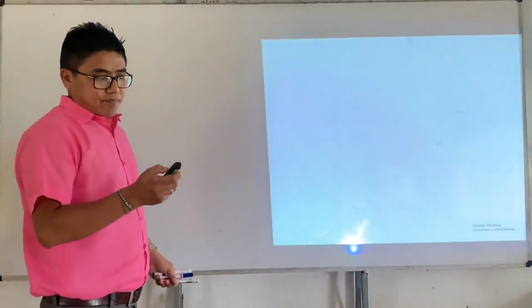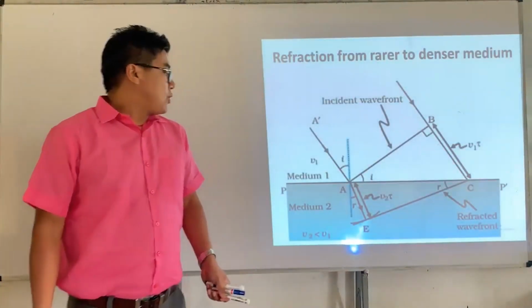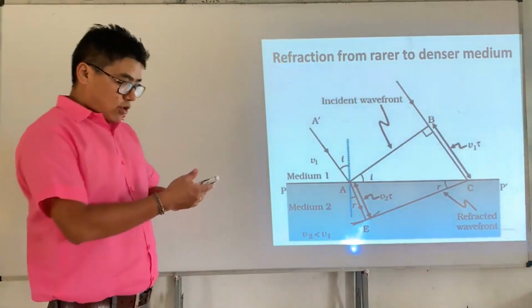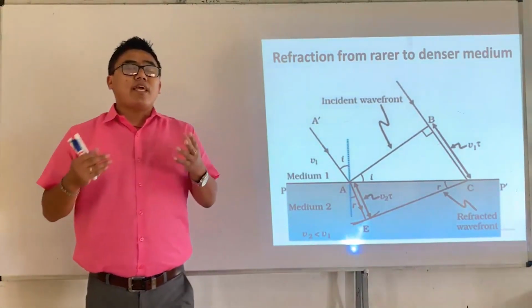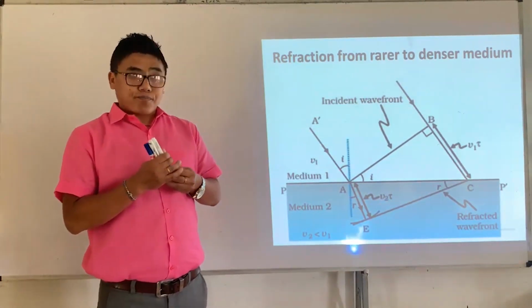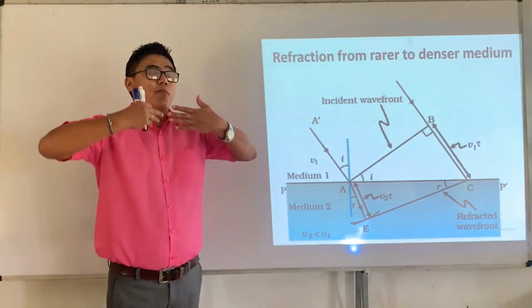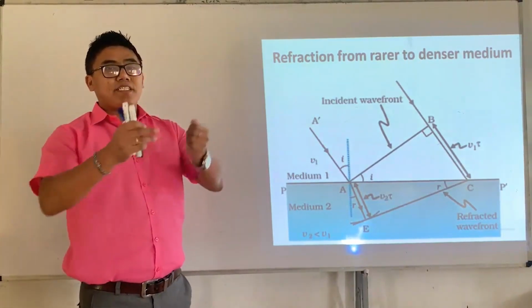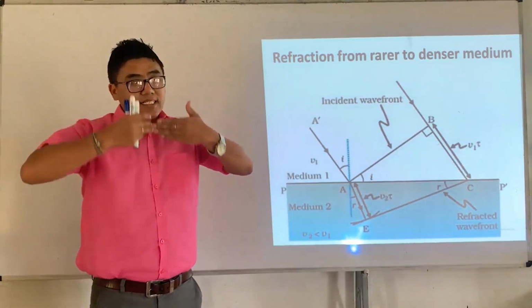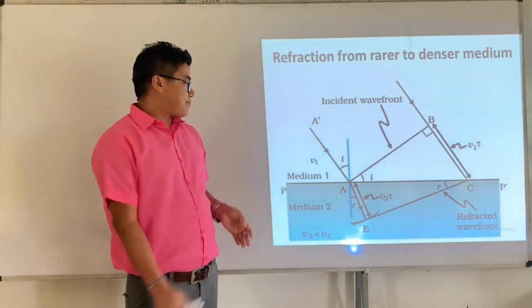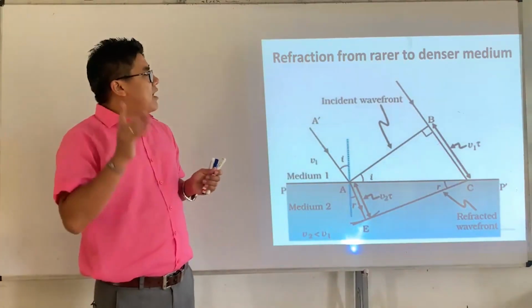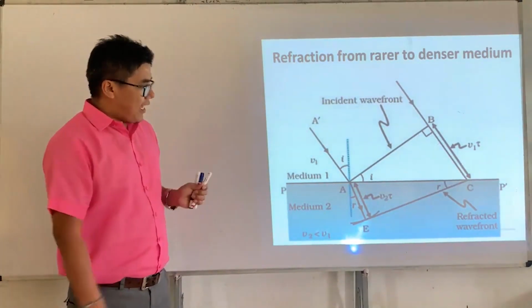Now first I would like to do refraction of light. There are two kinds of refraction we normally observe. One is when light goes from a rarer medium to a denser medium. The other is when light goes from a denser medium to a rarer medium. We have done both in great detail in our ray optics.